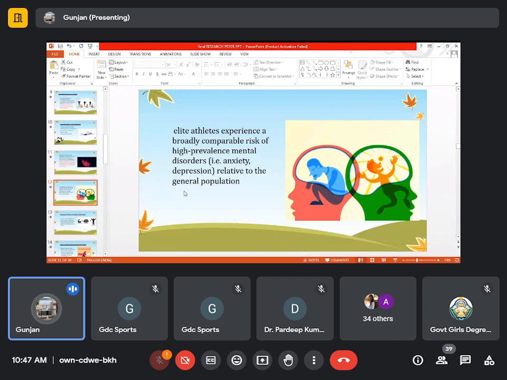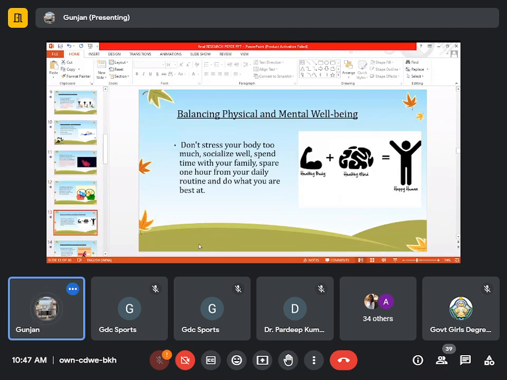Elite athletes experience a broadly comparable risk of high prevalence mental disorders, for example anxiety and depression. Balancing physical and mental well-being. Don't stress your body too much, socialize well, spend time with your family, spare 1 hour from your daily routine and do what you are best at.